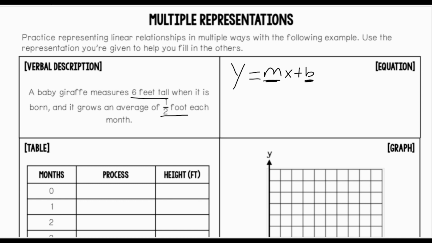So if I want to create an equation of this verbal description, I know the total height of the baby giraffe will be equal to 1/2 a foot each month, so 1/2 x, plus its starting height when it's born of 6 feet. So my equation is y equals 1/2 x plus 6.